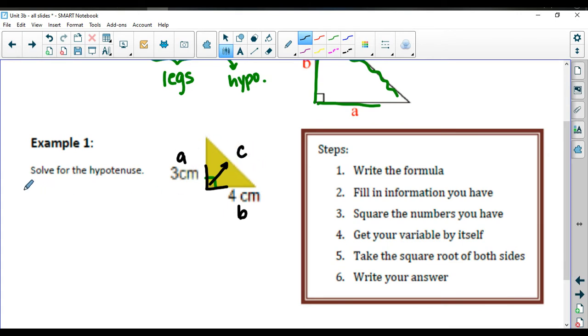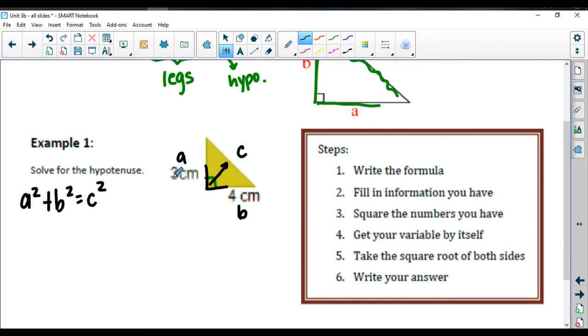We're going to leave C in our equation. So the first thing I'm going to ask you to do, and I'm following these steps over here, is to go ahead and write the formula. A squared plus b squared equals c squared. Please note that these variables are all lowercase letters. Do not use capital letters here. Capital A, capital B, and capital C all stand for different things. So please make sure you're using lowercase letters.